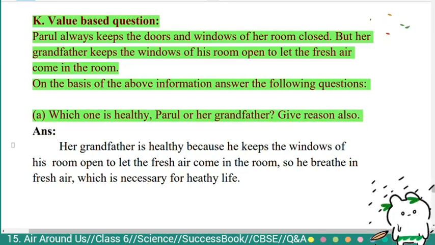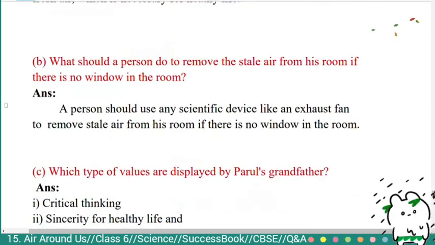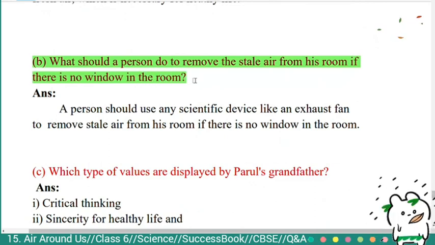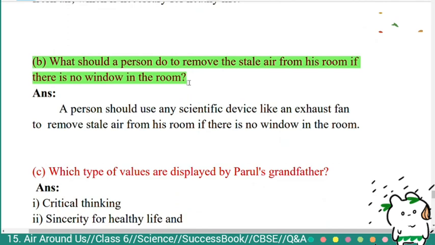Answer, her grandfather is healthy because he keeps the windows of his room open to let the fresh air come into the room. So he breathes in fresh air which is necessary for healthy life. Question B, what should a person do to remove the stale air from his room if there is no window in the room? Answer, a person should use any scientific device like an exhaust fan to remove stale air from his room if there is no window in the room.